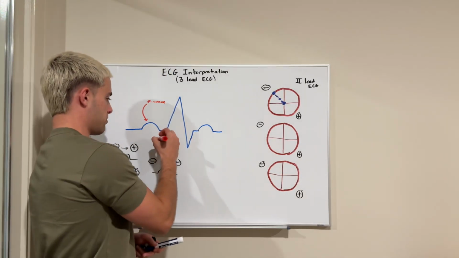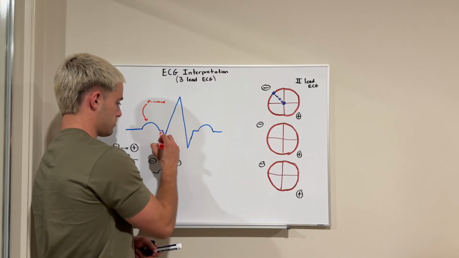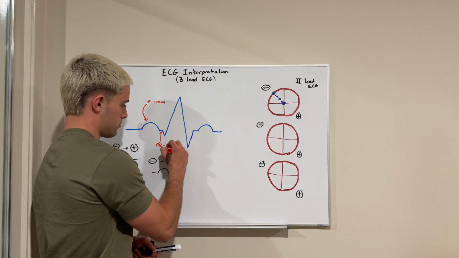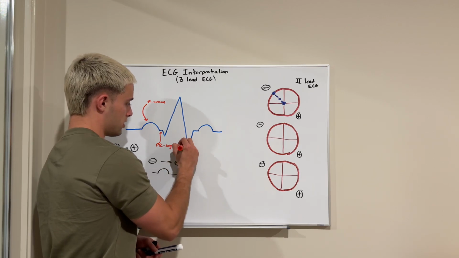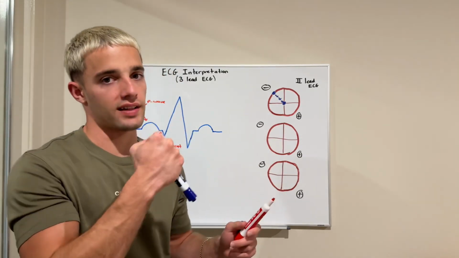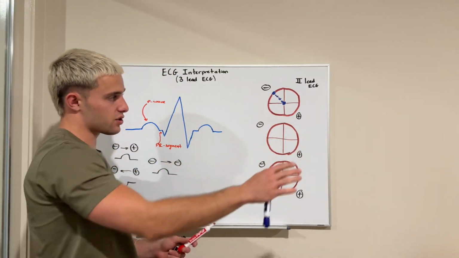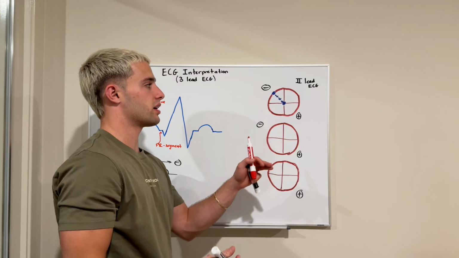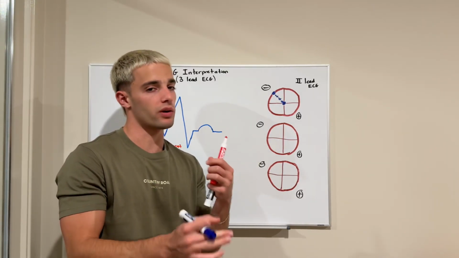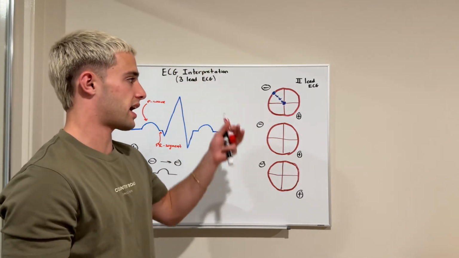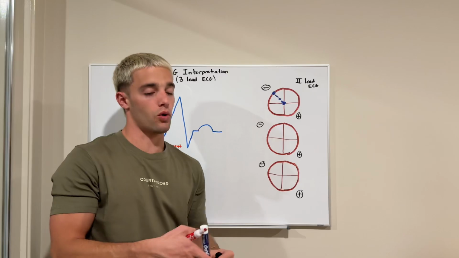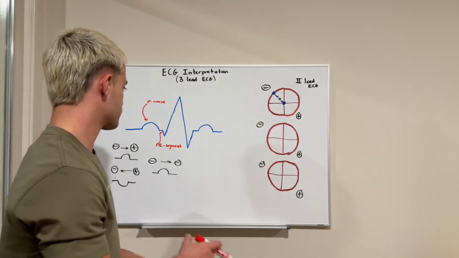Then we have the PR segment. And during the PR segment, we've got the action potential just holding at the AV node. So they're just waiting there because you don't want the atria and the ventricles to contract at the same time. You want a little bit of a difference so you can get the blood from the atria to the ventricles. This is why you have the action potentials holding at the AV node.